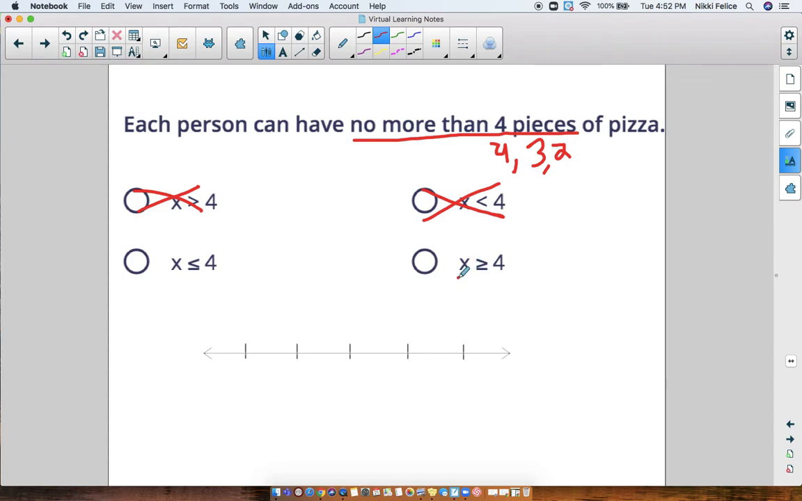So this one right here, this says X is greater than 4. That means that you would be eating more than 4 pieces. That's not what we want. We want this one. X is less than or equal to 4, because I'm having less than or equal to 4 pieces of pizza. On a number line, since 4 is a possibility, we color it in, and then we go to the left because I'm having less than 4 pieces. I'm having 3 or 2 or 0 or 1.